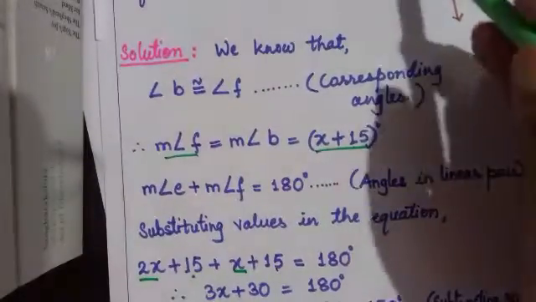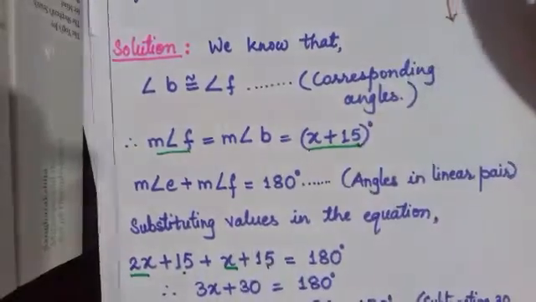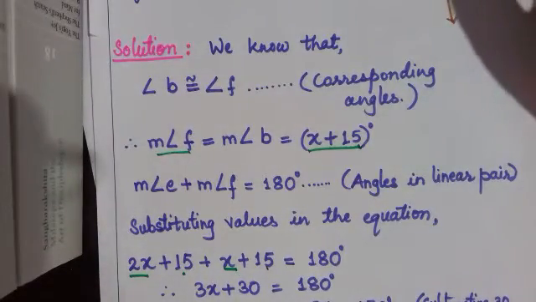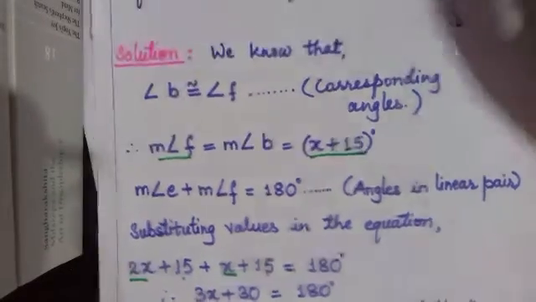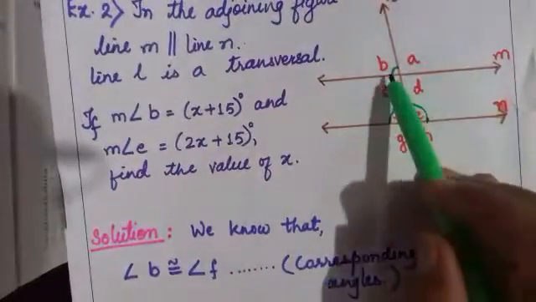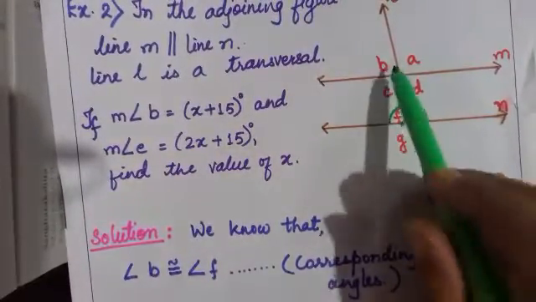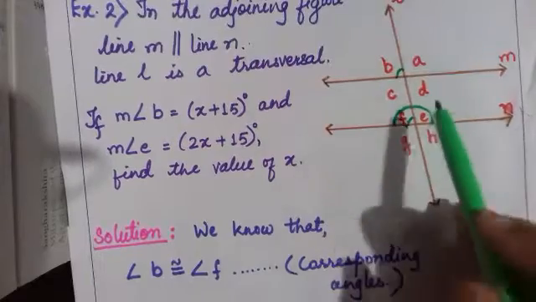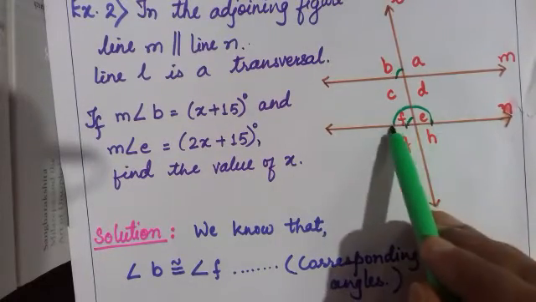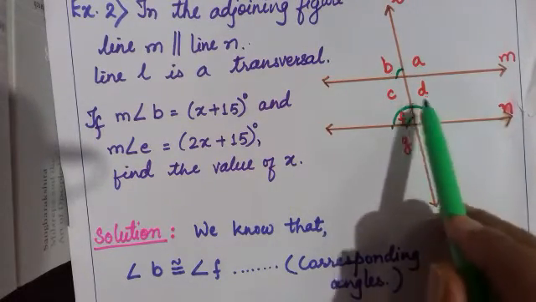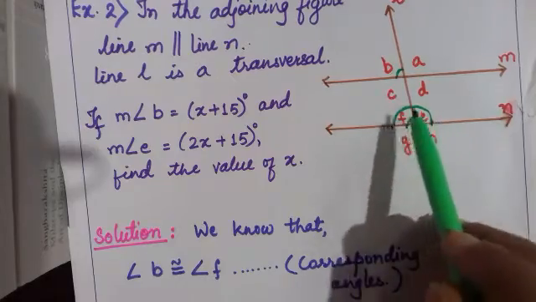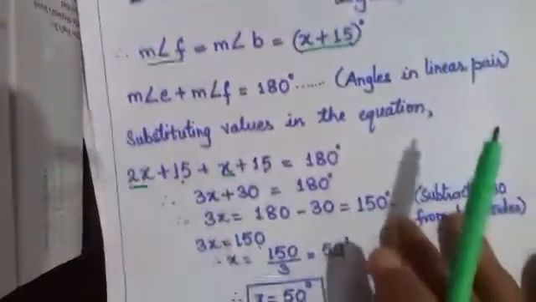Understood? What we have taken? First we have taken angle B and angle F are corresponding angles. Their measures are equal. Then we have taken angle E and angle F. They are forming a linear pair. In this way we have solved this example.